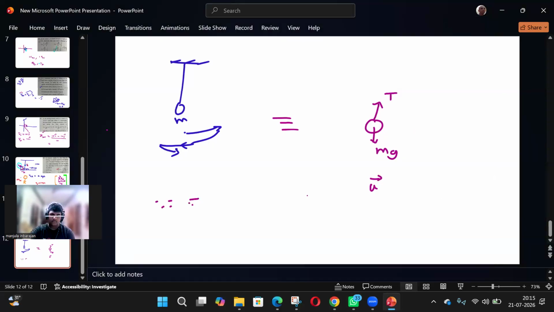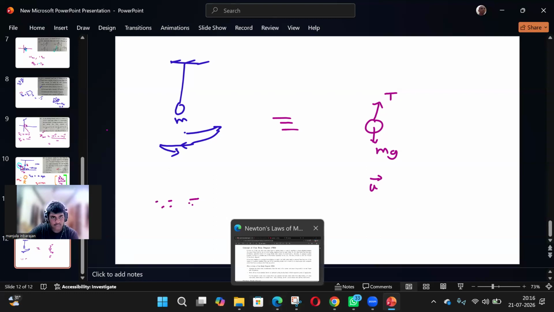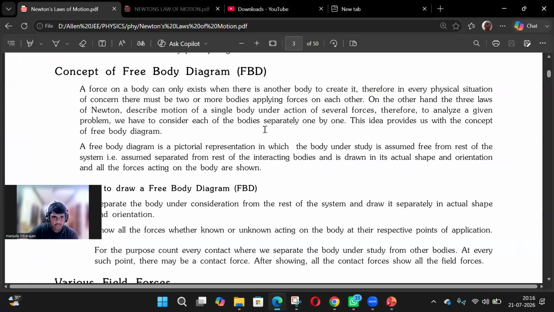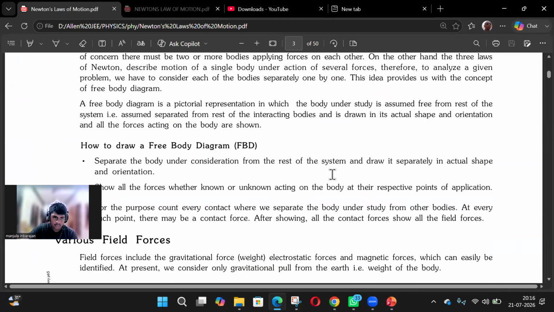Is it clear? Your mic is off. It is clear, sir. So to make the body free, you have to produce the same effect. Whatever is attached to the body, replace them by the forces.